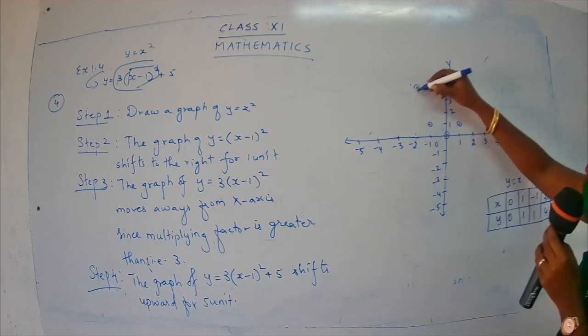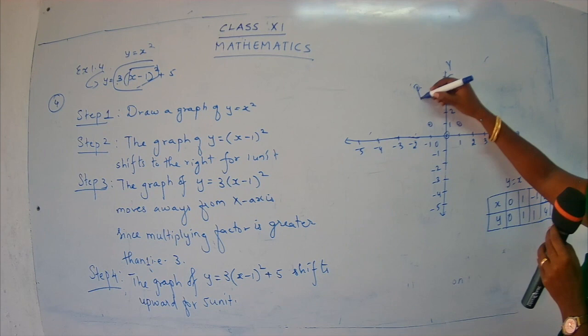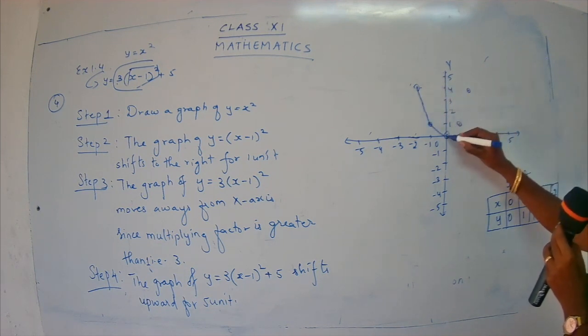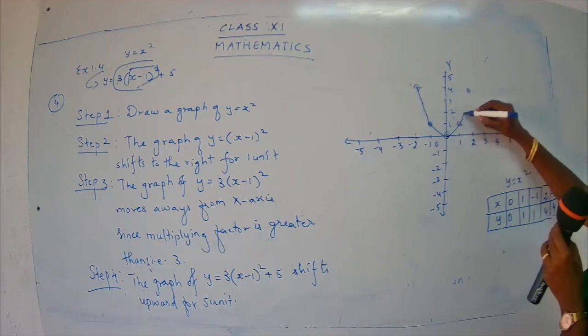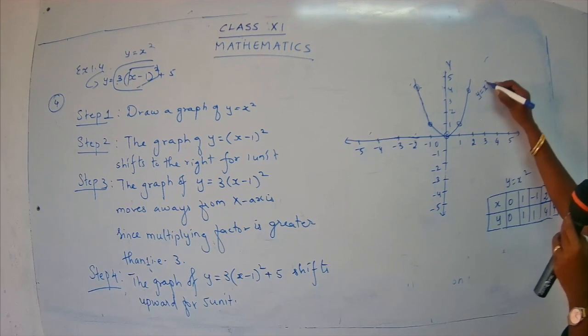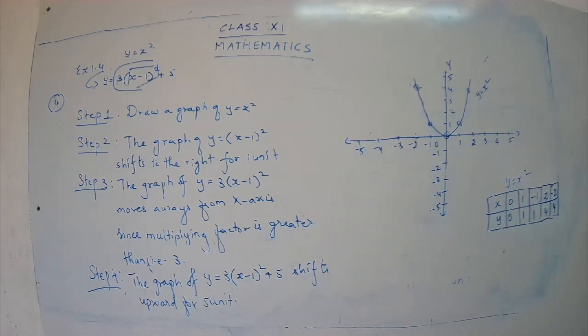So I'll plot the graph by drawing a smooth curve. I'll try to join the points using a smooth curve. Okay, done. So this is the graph of y is equal to x square. I hope you have plotted the graph, children. Do it. So complete the graph.